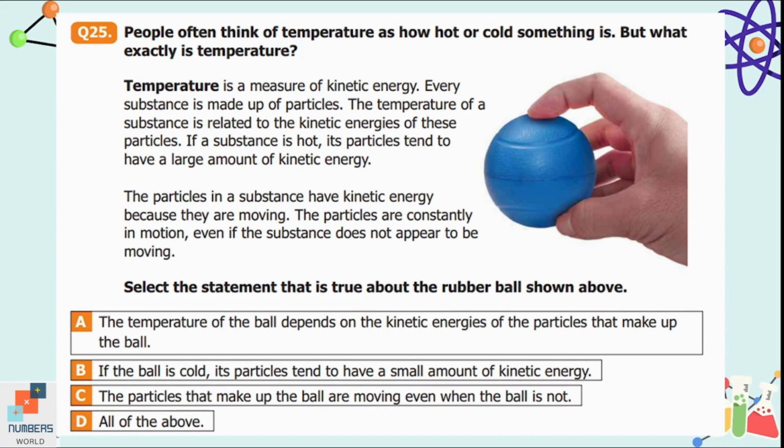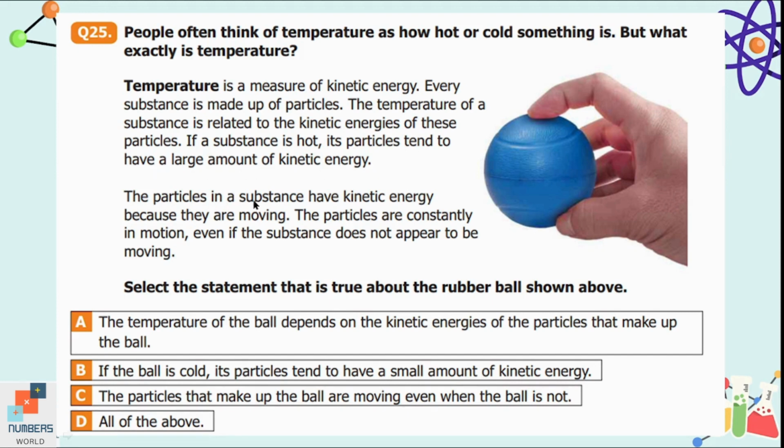Question number 25. People often think of temperature as how hot or cold something is, but what exactly is temperature? Temperature is a measure of kinetic energy. Every substance is made up of particles. The temperature of a substance is related to the kinetic energies of these particles. If a substance is hot, its particles tend to have a large amount of kinetic energy.